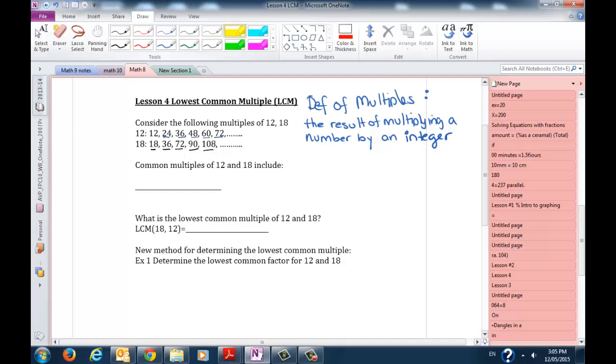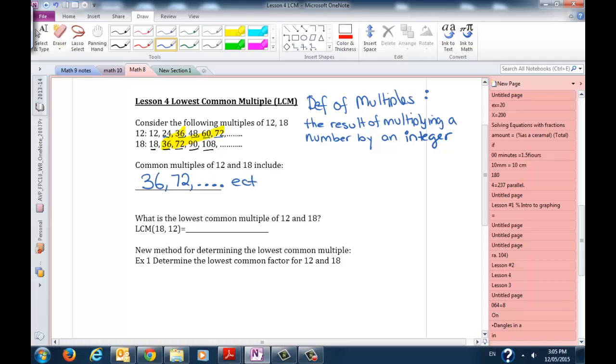So multiples continue on forever. You can continue to multiply a number by a higher or greater number. So this is just a list of a few. Now if I want to find a few common ones, notice that the common multiples that I've listed here are 36 and 72. So common multiples of 12 and 18 are 36, 72, and there's lots more. In fact, there's an infinite number.